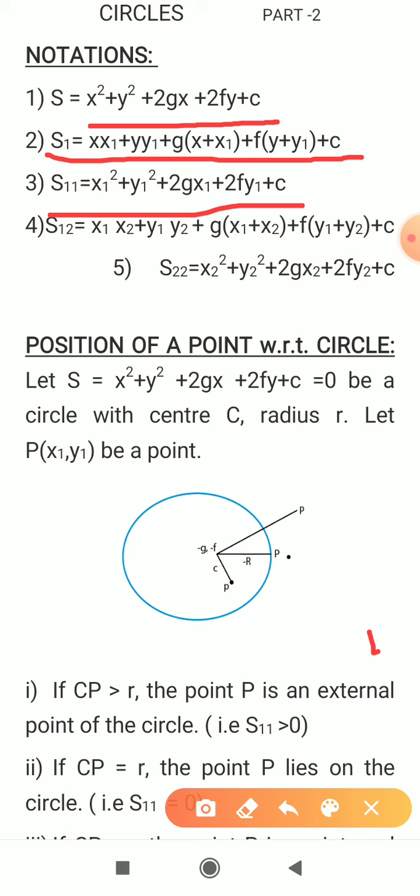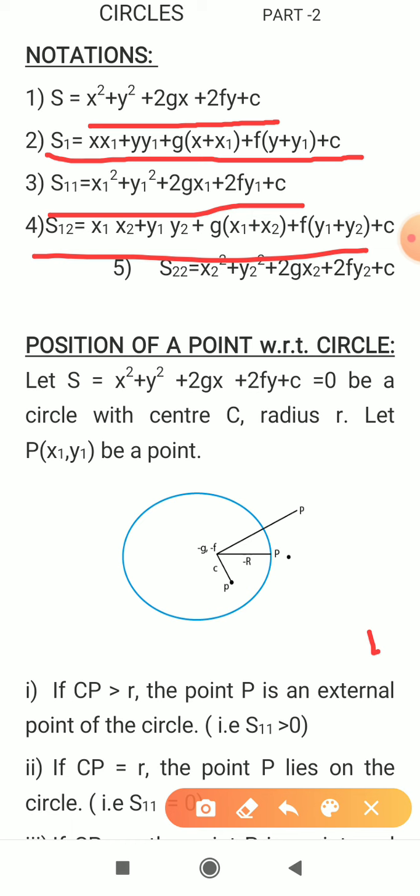Next is S12. S12 means the suffix of S1 is 2, so in S1, at the places of x, y, put x2, y2. We have S12, that is x1x2 plus y1y2 plus g into (x1 plus x2) plus f into (y1 plus y2) plus c. This is S12. Next, the fifth one is S22.